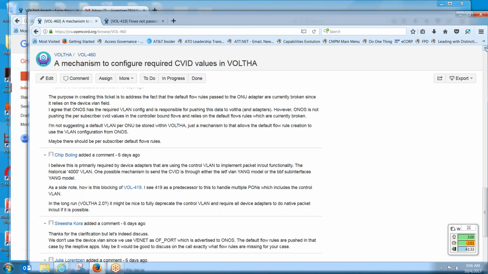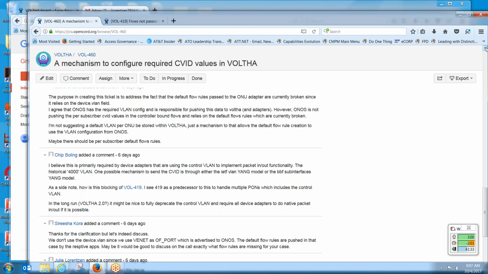Because then we could provide some sort of a workaround or an interim solution for you to get ahead with that. Yeah, we require a unique one. Right now, we use the Control 4000 VLAN method that existed from the start of VOLTA, and we're currently implementing in our Qumran driver the capability to do native packet in out, but that's going to be a while. So right now, we need the VLAN coming up from the ONU to be unique on the OLT device. Once we can do the native packet in and out, we only need it to be unique on a PON.